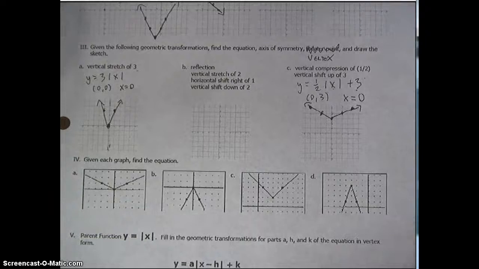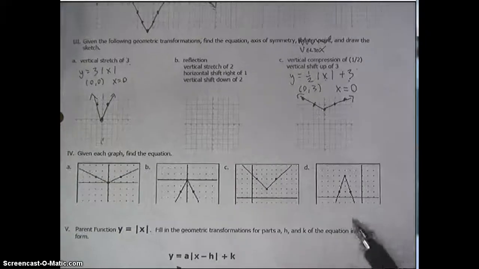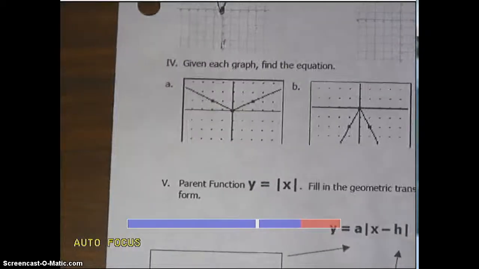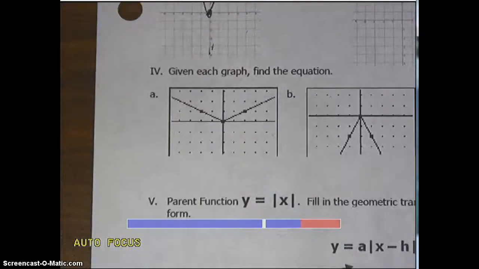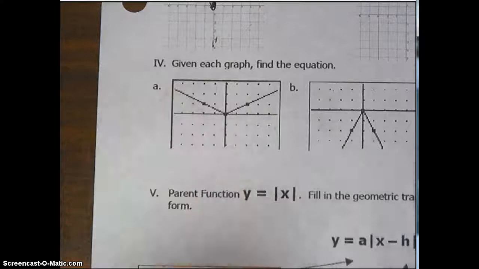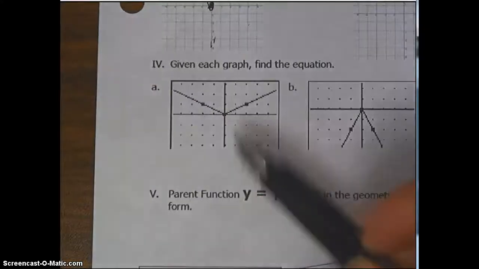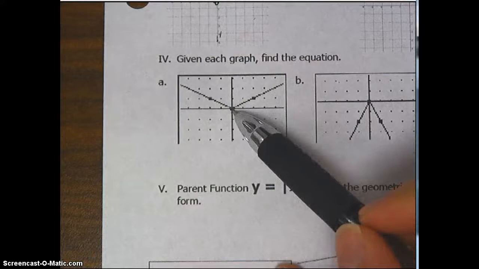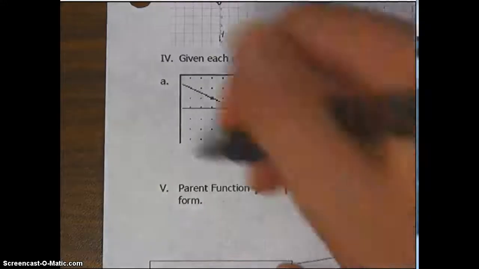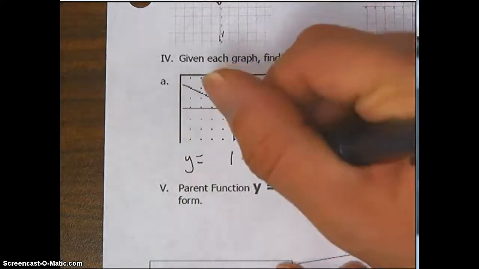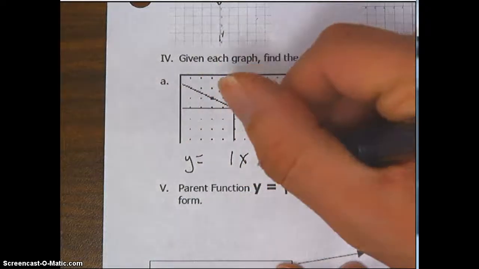Now the bread and butter of this unit is in part 4. This is really what we want you to be able to do, is in part 4 here. Look at a graph. Can you write the equation of the graph without a calculator? Okay, so we know it's an absolute value because it's got that v thing going on here. The vertex is still at 0, 0. So as I write the equation, y equals something, absolute value of x.